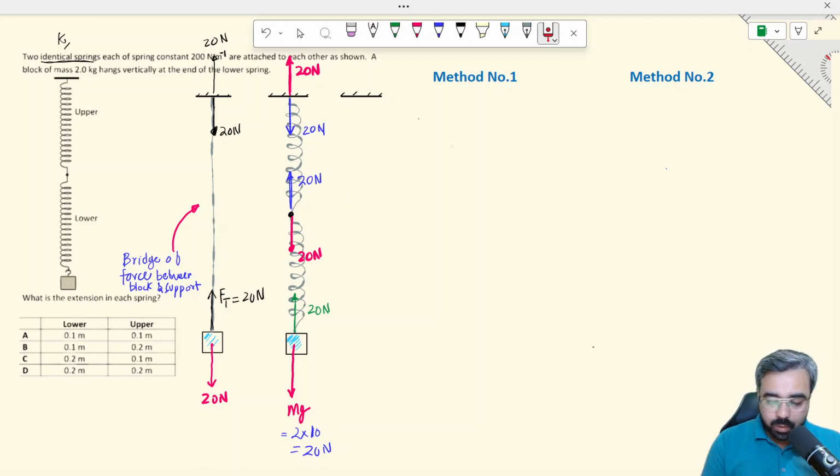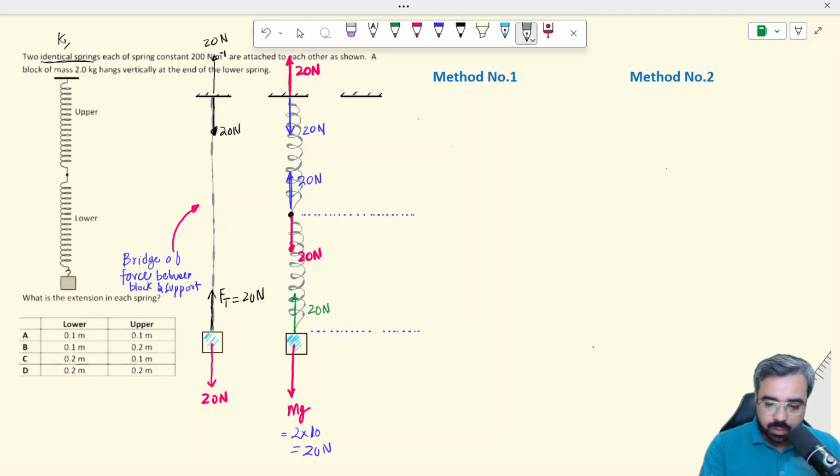Okay, so what will happen now? Due to the weight of this block, both springs will undergo some elongation. And my point is that, as you see in the diagram, both springs are experiencing the same force. So the same force is transmitted. And what is that force? That is 20 Newton. As I told you, the same force, 20 Newton, has elongated both springs.